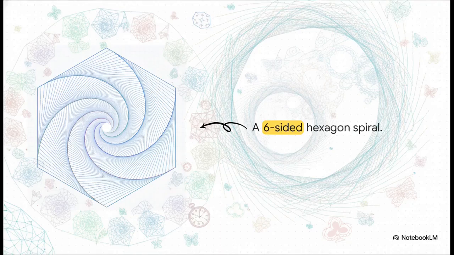A six-sided hexagon creates an even more intricate inward pattern. The more sides we add to our starting shape, well, the tighter and more delicate the vortex becomes. But underneath all of these swirling illusions, there is a very strict, unbreakable mathematical foundation.